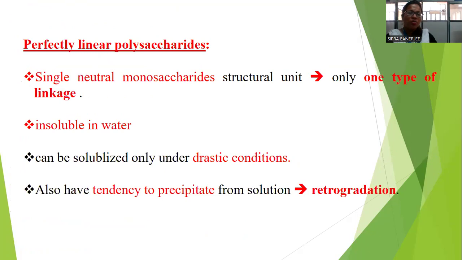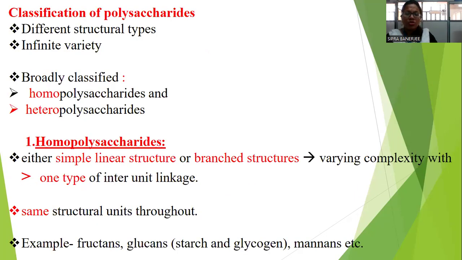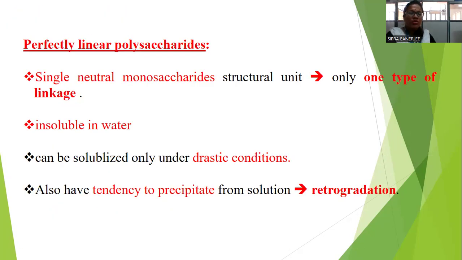Now coming to the heteropolysaccharides. Here different types of monosaccharides will be joined together. Amylose, amylopectin, cellulose can be there. They will be insoluble in water. You can see cellulose or pectin, they are not soluble. They can be soluble under drastic conditions, when some acid or forceful condition is given.